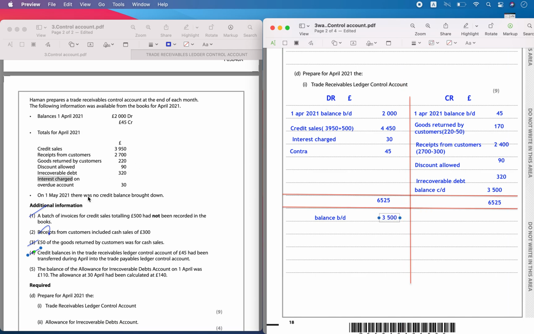Okay, 3500. You are preparing it on the 1st of May. So this is the balance. So let's include this one. So this is 1st of May 2021, and the balance carried down would be on the 30th of April. So the other things are 30th of April.